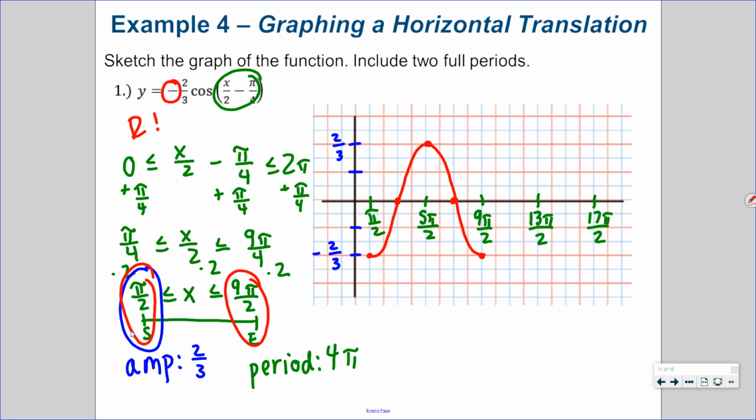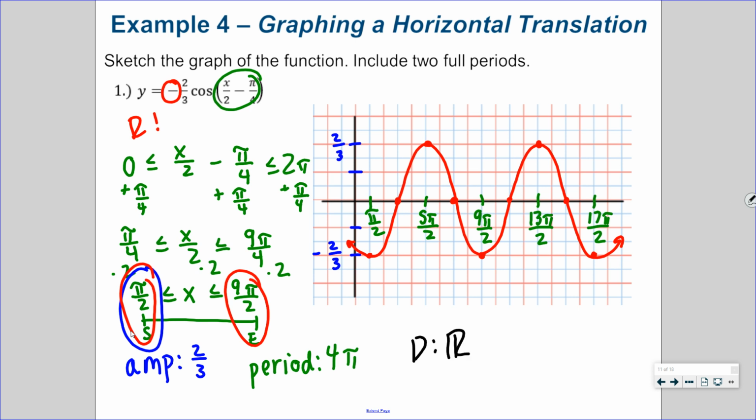Now, yes, we got to do 2 periods. So it's going to start here, end here, halfway, max, halfway, crosses. Draw arrows. So this one we don't know what the y-intercept is.